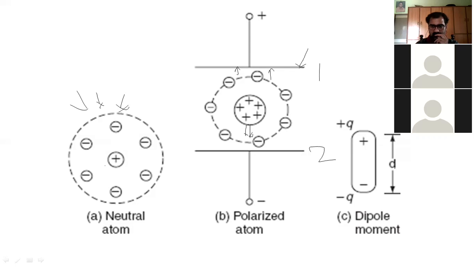d is the distance, or the diameter of your atom. This is the positive charge and this is the negative charge. So this positive q is the charge in the positive atom, and this q is the charge in the negative. So these are the two poles, positive pole and negative pole. That's why we call it a dipole, which has a moment. So that's why this is called a dipole moment.